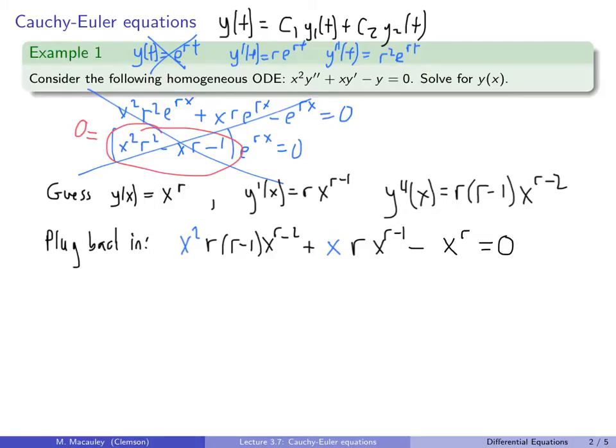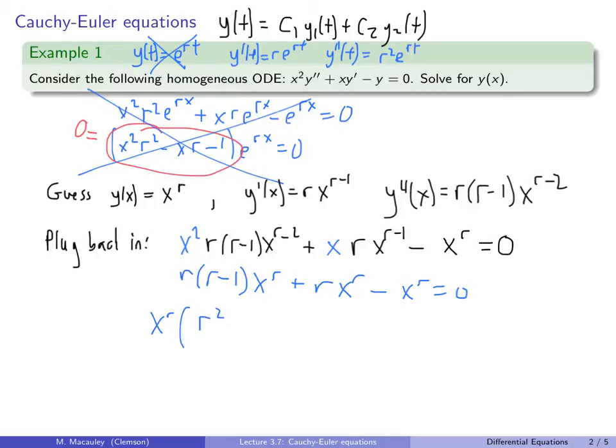And look what happens. Every term here is x to the r. So let's simplify this, and we get r times r minus 1 times x to the r plus r times x to the r minus x to the r equals 0. So let's factor out an x to the r. x to the r times, okay, now what do we have here? We have r squared.